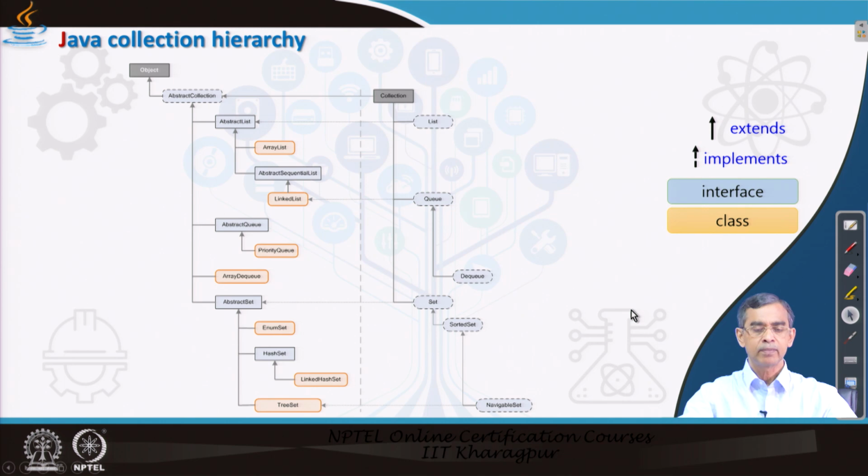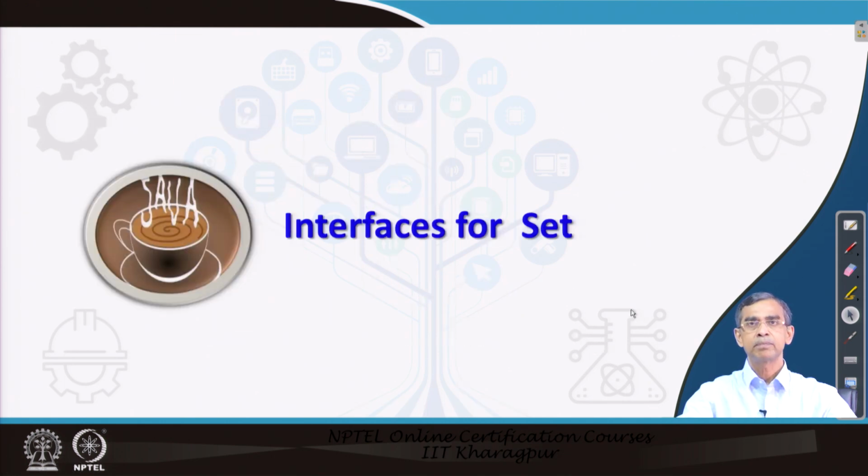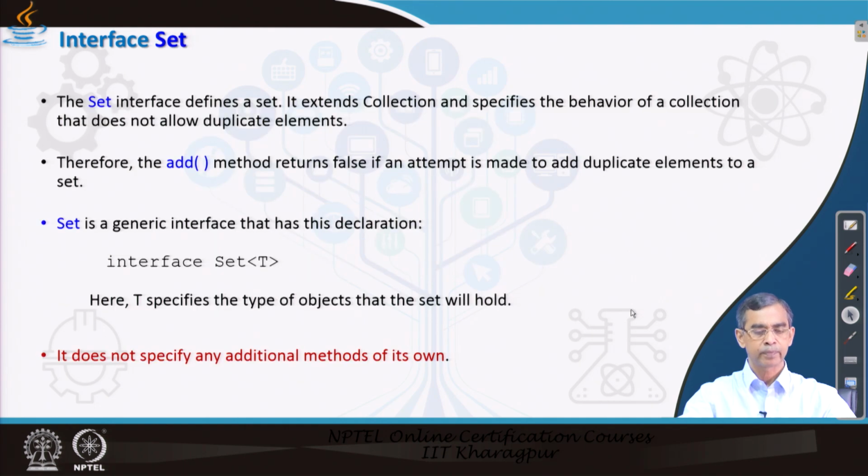Now, let us see what is in each of the interfaces we have mentioned, namely set, sorted set and navigable set. Again, like the other collections we have studied so far, set is also a generic form. That means it is allowed to include elements of any type. That is why set is an interface on a generic type, so only one type of collection it can store.